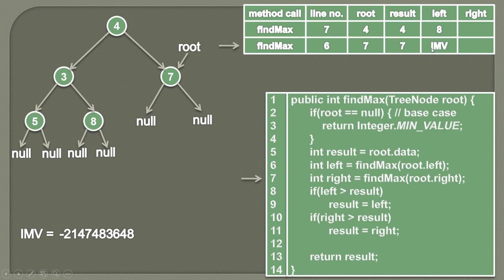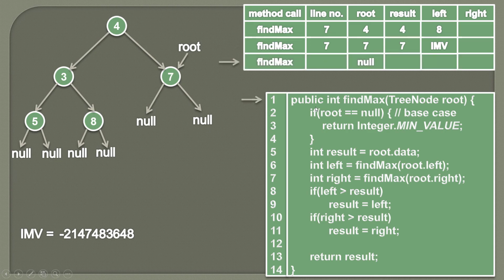And similarly for the right, it will perform the same. We update the line number here. We leave this method. We again call findMax with root's right, which is null. So there will be one more method on the call stack having the value of root as null. So root will point to null. We'll simply return the integer's minimum value because root is equal to null.